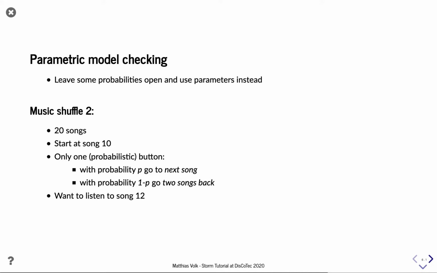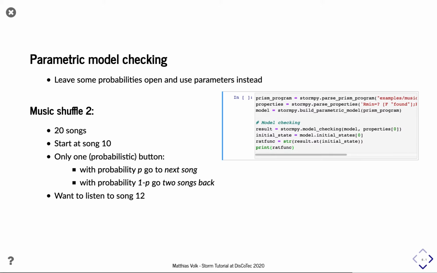That means with probability P, we go to the next song. And with probability 1 minus P, we go back 2 songs. So that means the higher the probability P, the more likely it is that we go forward 1 song, and the lower it is, the more likely we go back 2 songs. And now our objective is to listen to song number 12. And we can actually compute this now with Stormpy. So it's the same structure as before. We first parse our program, we parse our properties, which did not change.